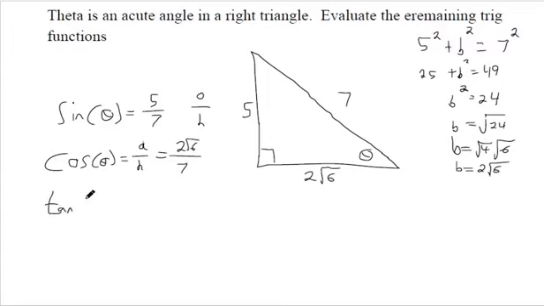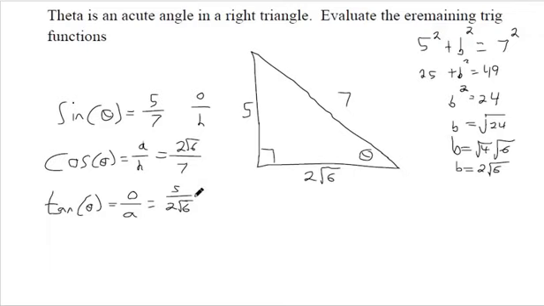Okay, we've got 2 out of the 6 done. Tangent is the opposite divided by the adjacent. So the opposite is 5, and the adjacent is 2 square roots of 6. Now in math, we usually don't like to have a square root in the denominator. I'm not sure why. I guess I have to think about it, why we're so picky about that.